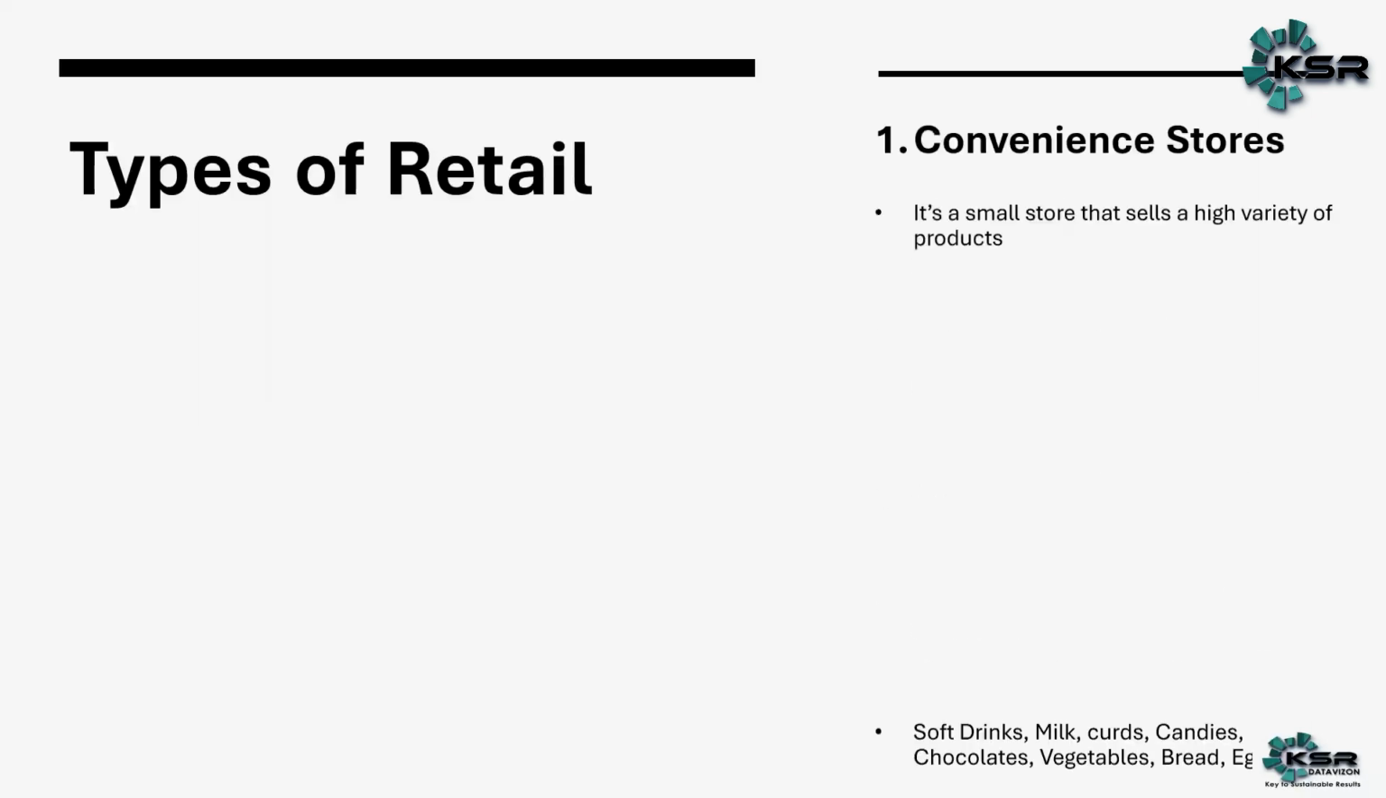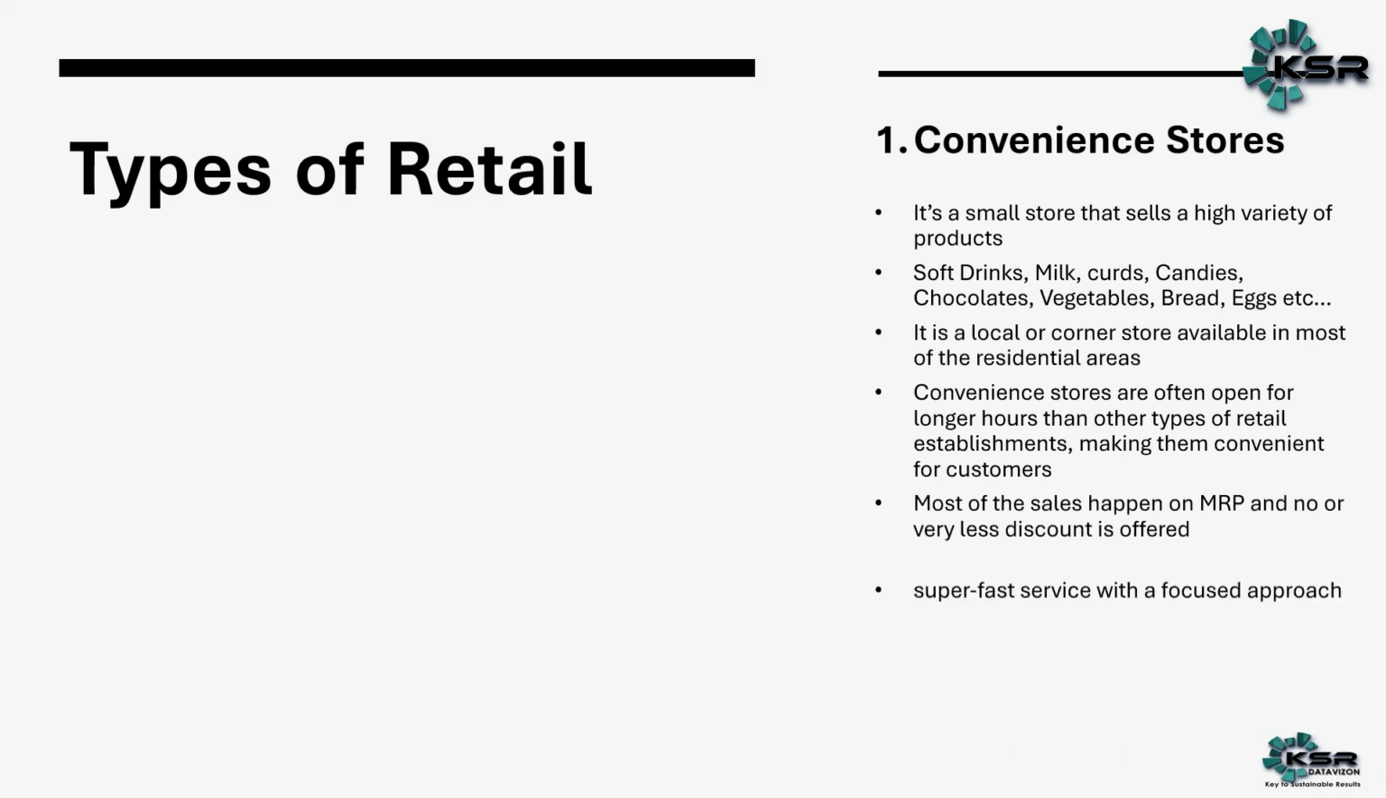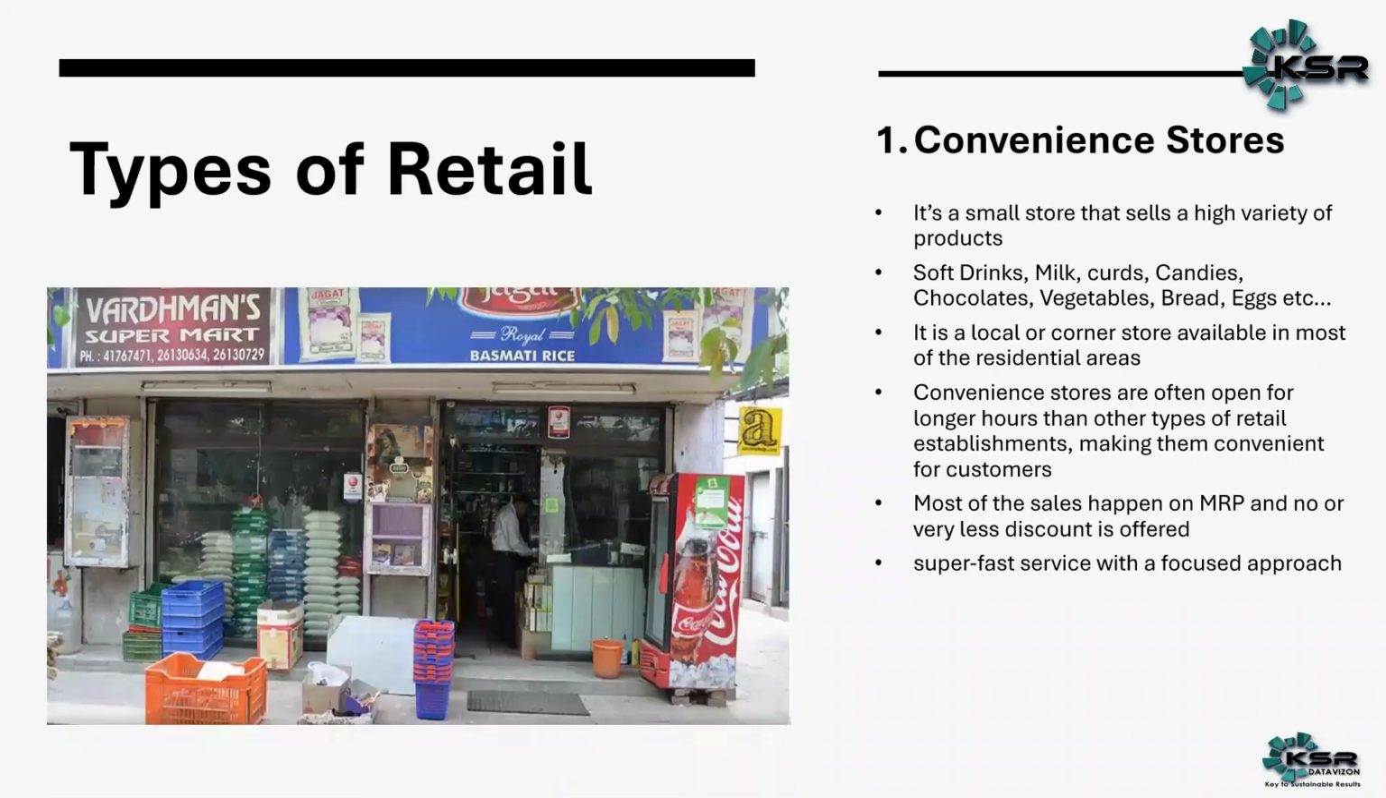So first is a convenience store. This is unorganized retail. Why do I say so? The reason being, these guys don't publish their balance sheets. Correct? We don't know how much money they make. But just one number for your reference, retail is a business worth more than billions of dollars. Now, 90% of retail is currently unorganized. So imagine the amount of power you have.